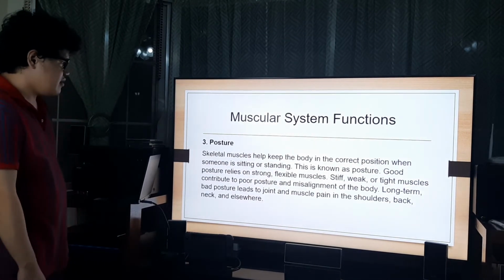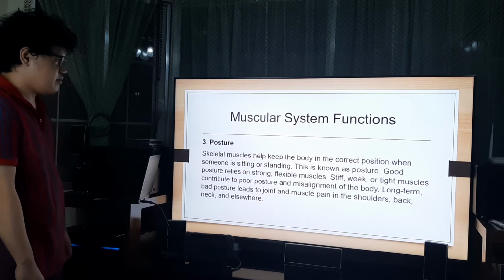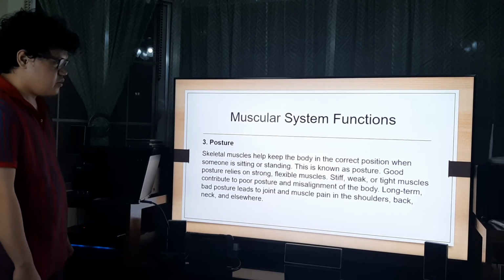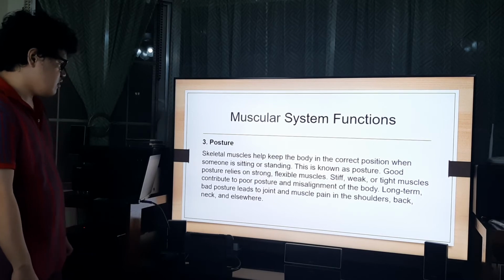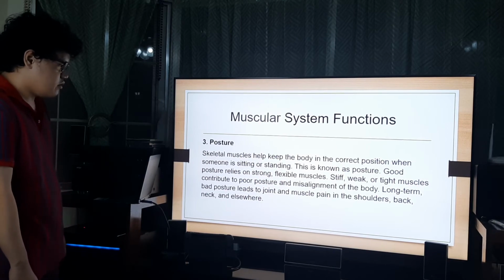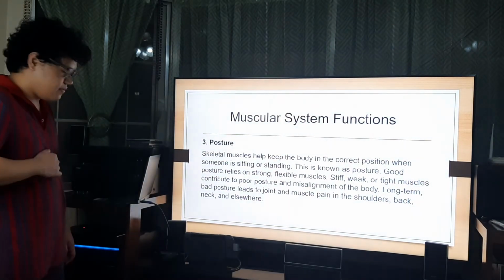Posture. Skeletal muscles help keep the body in the correct position when someone is sitting or standing. This is known as posture. Good posture relies on strong, flexible muscles. Stiff, weak, or tight muscles contribute to poor posture and misalignment of the body. Long-term bad posture leads to joint and muscle pain in the shoulders, back, neck, and elsewhere.